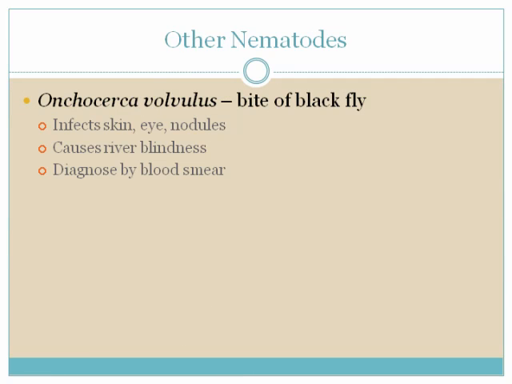Other nematodes, we have Onchocerca volvulus. You get this from the bite of a black fly. And this infects the skin, eyes, and nodules. It can cause what's called river blindness, and it's diagnosed by a blood smear.